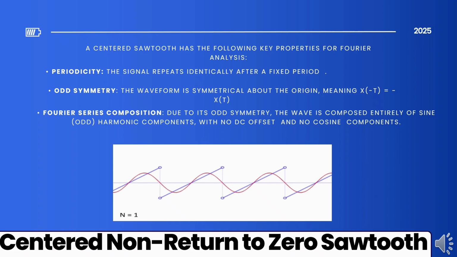When we look at a centered sawtooth for Fourier analysis, three properties are vital. First is periodicity. It repeats identically every period. Second is odd symmetry, which mathematically means the function at negative time is the negative of the function at positive time. Finally, because of this odd symmetry, the resulting Fourier series is composed entirely of sine components, with no DC offset and no cosine terms.